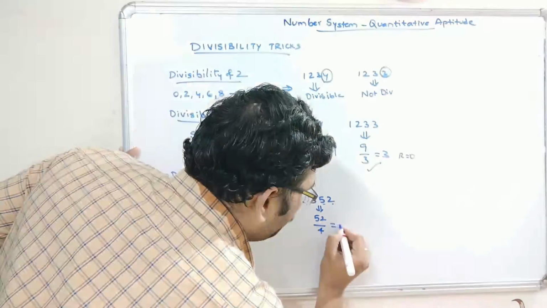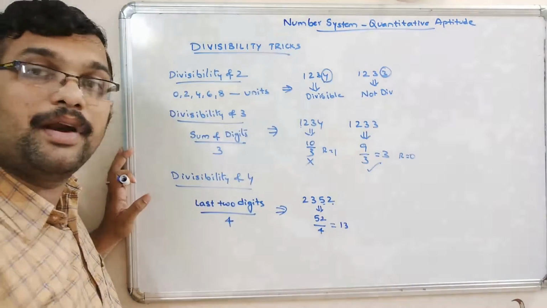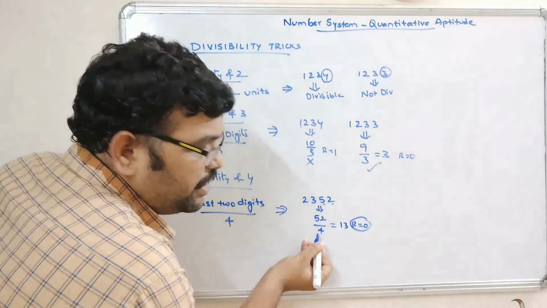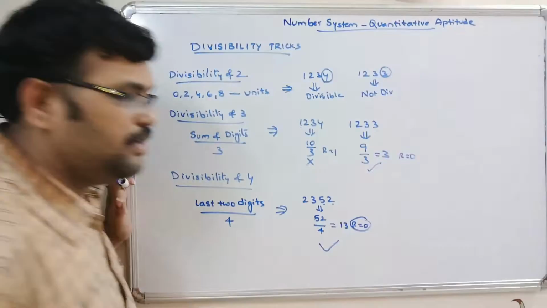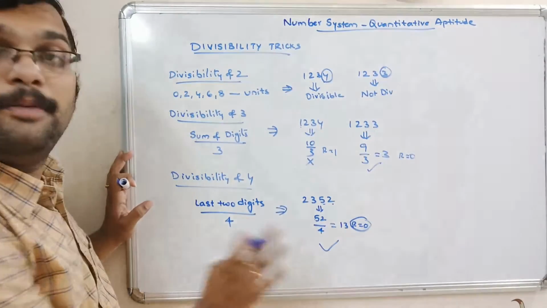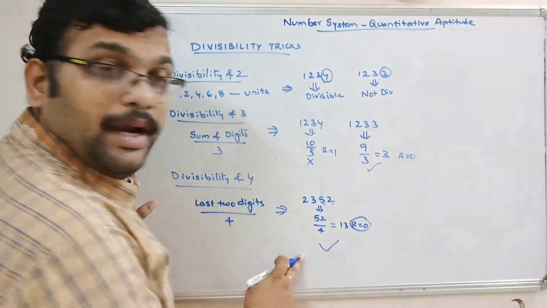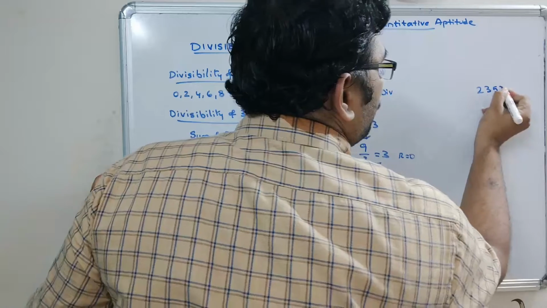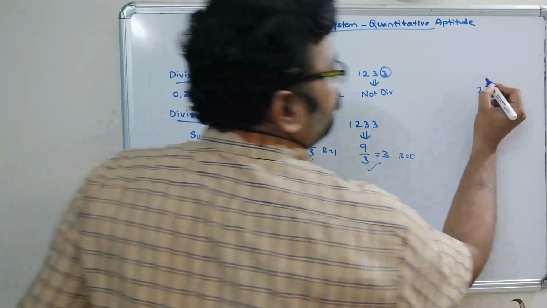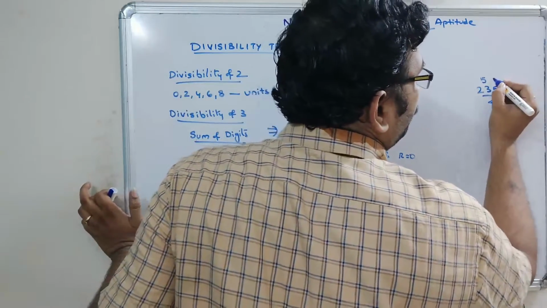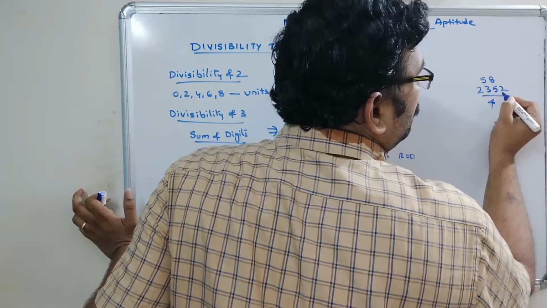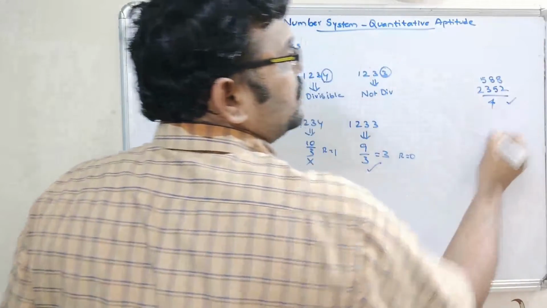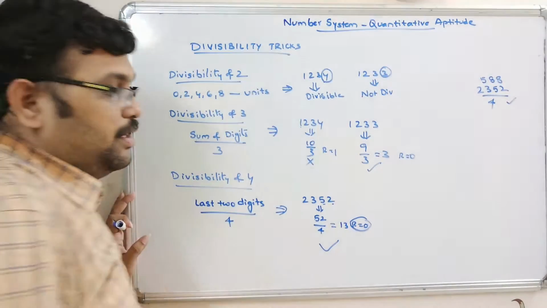It is nothing but 13, so the remainder is 0. That means 52 is divisible by 4, which means the given number is divisible by 4. Let me check: 4 5s are 20, then 32, 8s are 32, and the remainder is 0. So this is the result. You can cross-check.